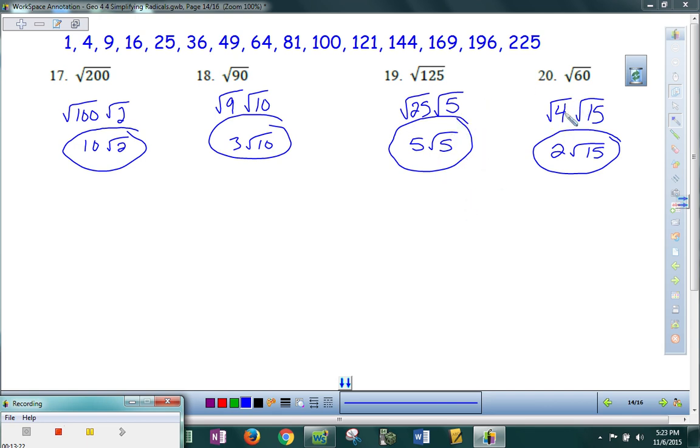Last one over here. This breaks down into, the biggest perfect square was just a 4, and that went in 15 times. So we've got the square root of 4 times the square root of 15, which simplifies to 2 radical 15.